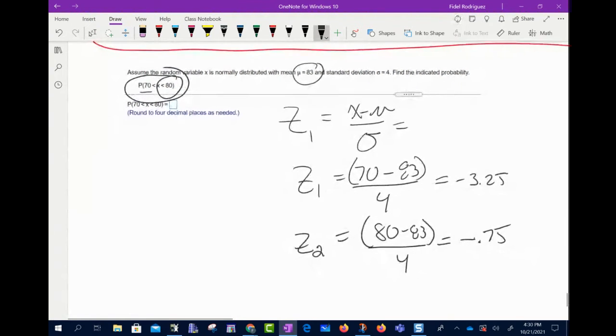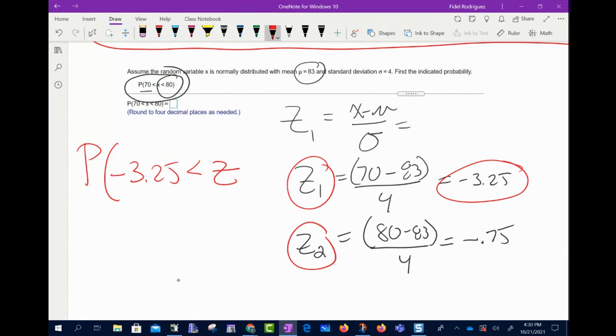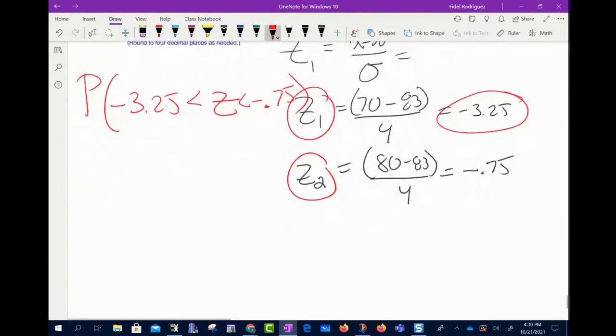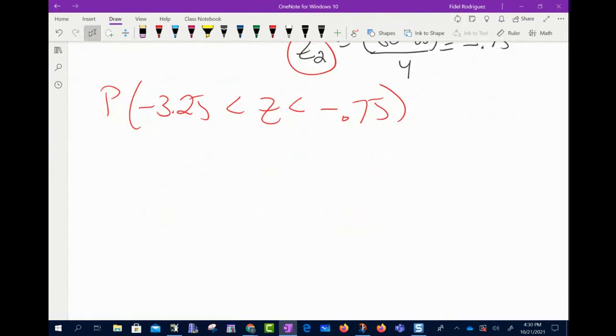Okay, so now that we've done that part, we're going to rewrite our problem. This was the first number we got, so negative 3.25 is smaller than, we're not using x anymore, we're using z because that's what we converted these to, negative 0.75. Let me write it again so it looks a little cleaner: negative 3.25 less than z less than negative 0.75. Okay, so that's what we have now.